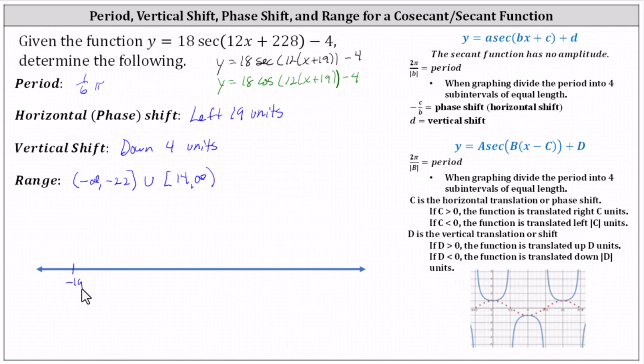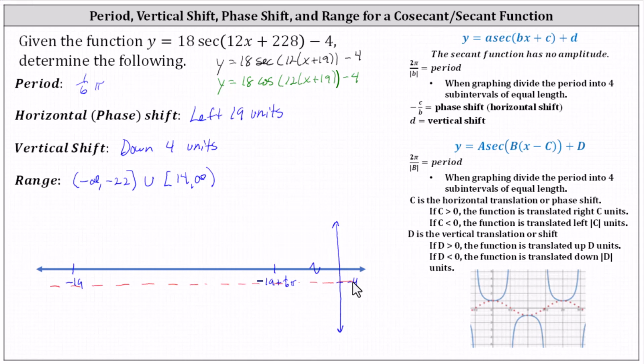And then because the period is 1/6 pi, let's mark a point on the right as negative 19 plus 1/6 pi. And let's say we have a break in the horizontal axis, and then here we have the vertical axis. Because the graph is shifted down 4 units, we'll mark negative 4 on the vertical axis. This is where the midline will be. Let's sketch the horizontal line y equals negative 4.